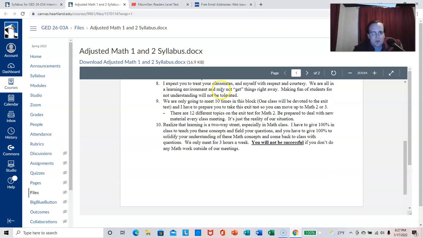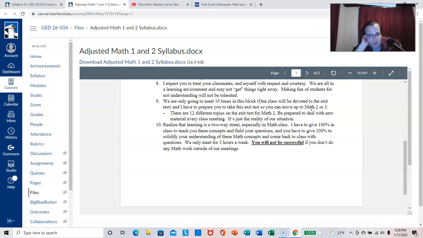So we are only going to meet 10 times this block. One class will be devoted to the exit test, and I have to prepare you to take this exit test so you can move up to Math 2. Math 2, you would still have me, or go to Math 3. At least in the Math 2 exit test, there are 12 different topics I've got to get through. So you're going to be dealing with new material every class meeting. That's just the reality.